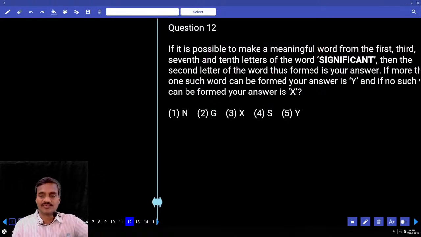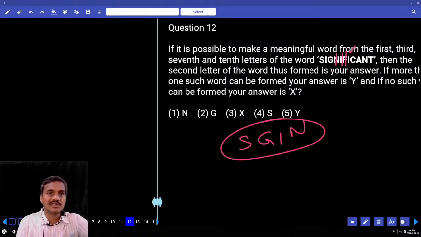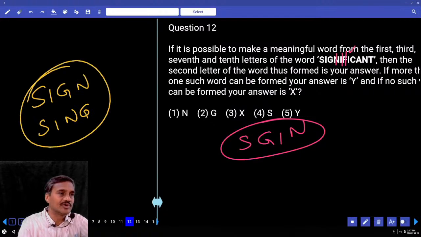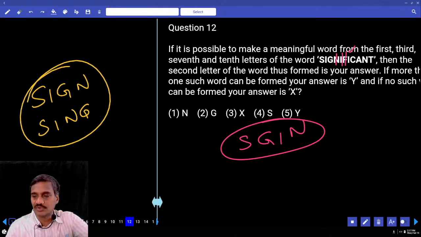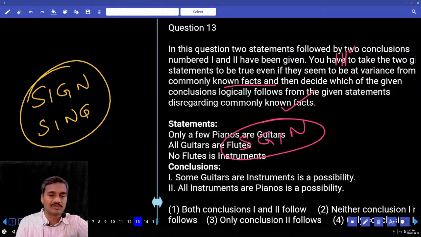Then 12th one, word formation. Now 1, 3, 7, 10. Now 1, 3, 4, 5, 6, 7, I, 8, 9, 10, N. Now with the help of these 4 letters, S, G, I, N, tell me how many meaningful words can be formed. Sign. S, I, G, N, sign. Sing. S, I, N, G, sing. Now here how many words can be formed? 2 words, more than one such word. So your answer is choice 5, question number 12.